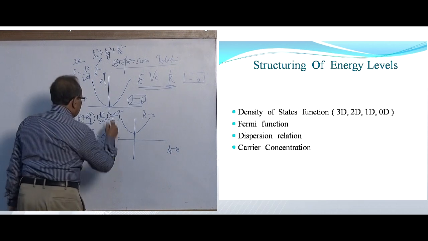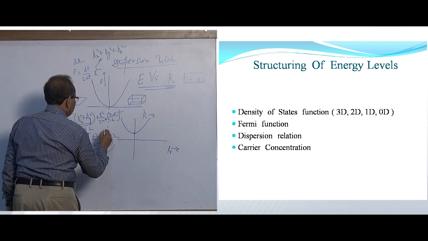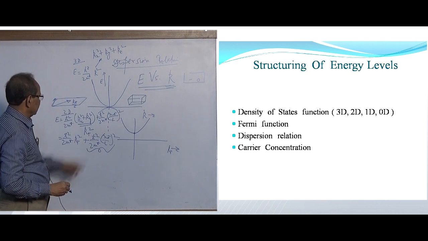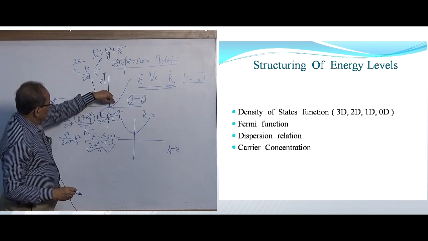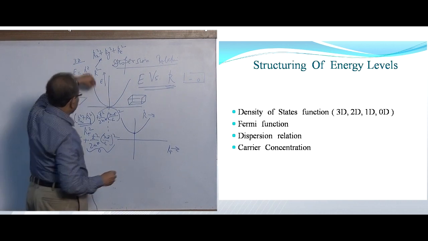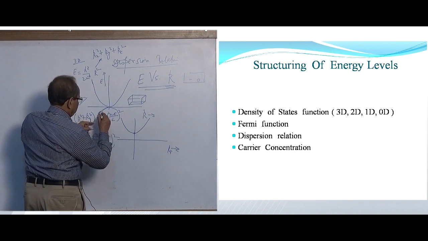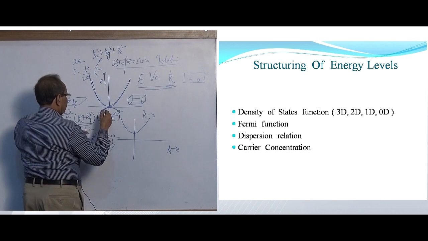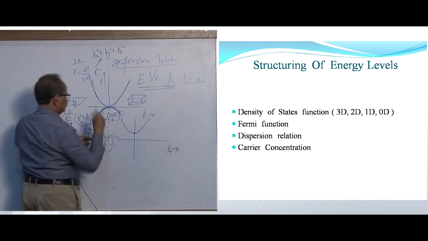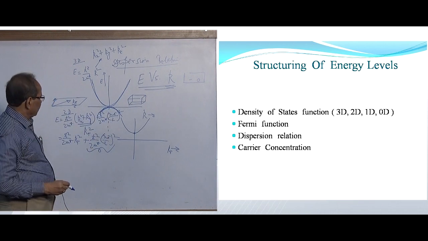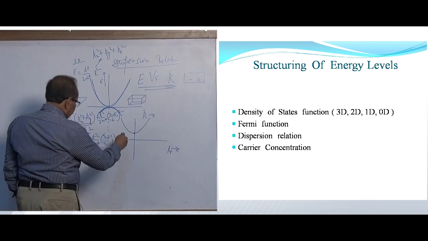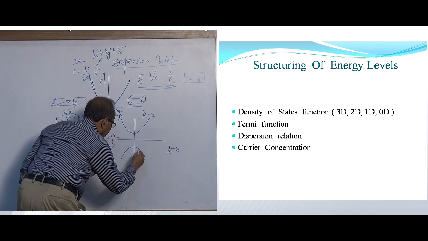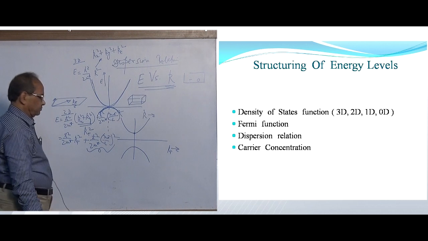Now for the holes, if you draw the graph, it looks like this. Sorry, this is the conduction band and this is the valence band, not the holes. Conduction band, and this is the valence band. Now here the valence band likewise will come down.